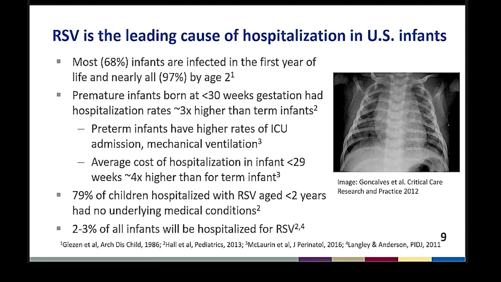Preterm infants also have higher rates of ICU admission and mechanical ventilation than term infants. And the average cost of hospitalization in infants less than 29 weeks gestation is about 4 times higher than for a term infant. Although prematurity is an important risk factor for hospitalization, RSV is also the leading cause of hospitalization in healthy term infants. An estimated 79% of children hospitalized with RSV aged less than 2 years had no underlying medical conditions. In short, all young infants are at risk of severe RSV, and 2 to 3% of all infants will be hospitalized for RSV in the first year of life.